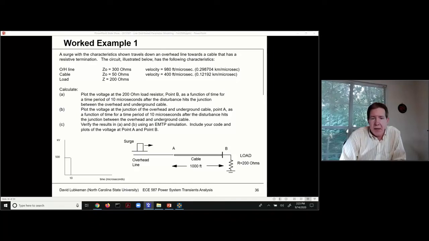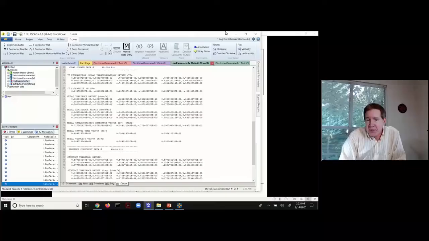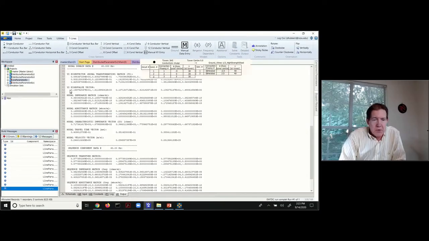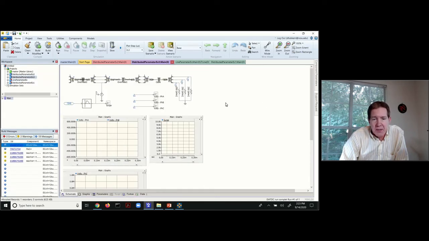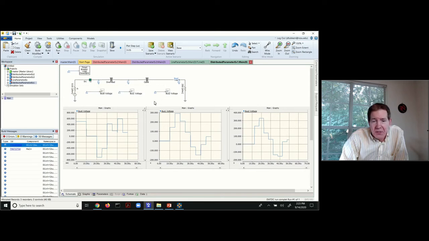And what we got is the first example where we just simply put a surge pulse on an overhead line, and basically what we're worried about is what's happening on this 1,000-foot cable. So I'll go ahead and post these up on the Modal side as well, but for this distributed parameter case 1, I'm sorry, that's 3.